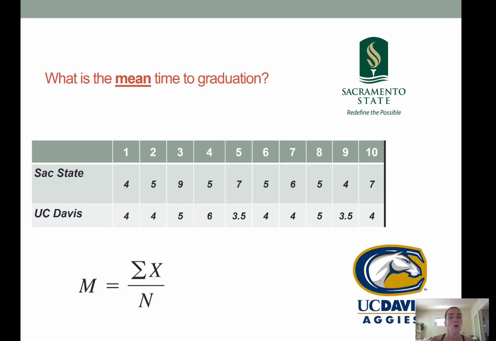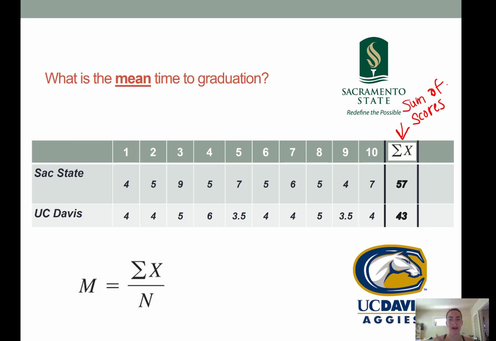And then what are we dividing by? We're dividing by N, and remember that N is the sample size or the number of scores. In this case, if we want the mean for Sac State students, then we have 10 Sac State students. So N is 10 for that calculation. So you'd add up all the Sac State scores and then divide that number by 10. So first here, just the sum of the scores, right?